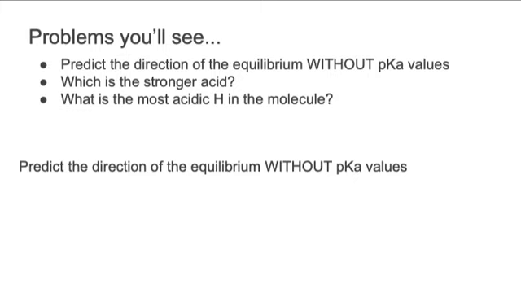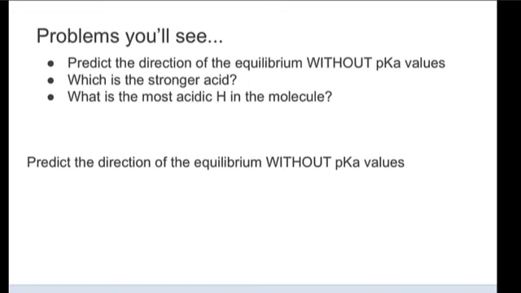The second type of problem that you might see is a question of which is the stronger acid. Again, without pKa values, you'll have to base your answer on some sort of property or characteristic of the molecule. And lastly, I might ask, which is the most acidic H in the molecule? So which hydrogen would be given up most readily as a proton? Okay, so just for example, we're not actually solving the problem here. I'm just telling you this is a type of problem that you will eventually be able to solve after we discuss a few more concepts.